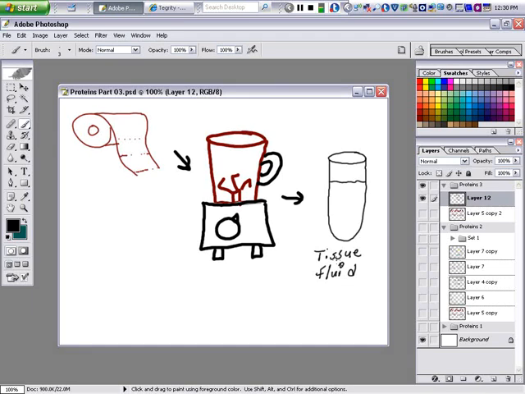So we get to our tissue fluid. Now we can do several things to try to get this protein out of this fluid. Because in this tissue fluid, you're going to have proteins, you're going to have nucleic acids, you're going to have carbohydrates, you're going to have lipids. You're going to have all of that stuff here. But we only want the proteins.